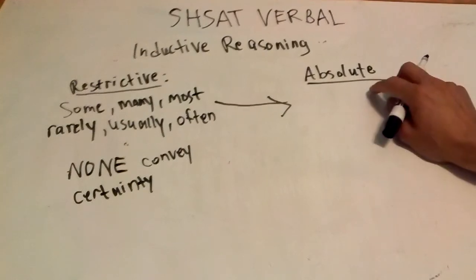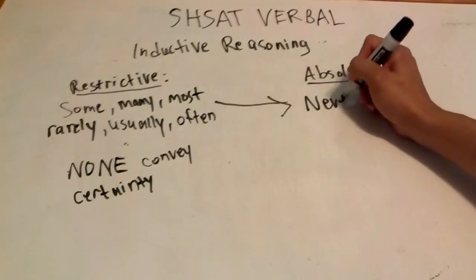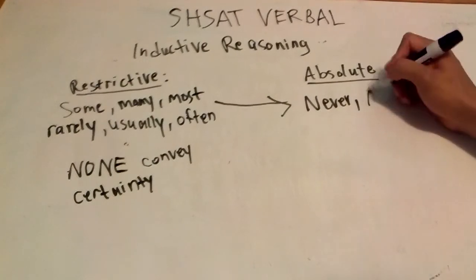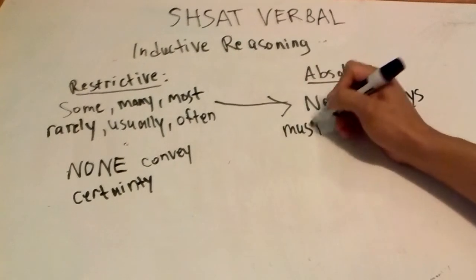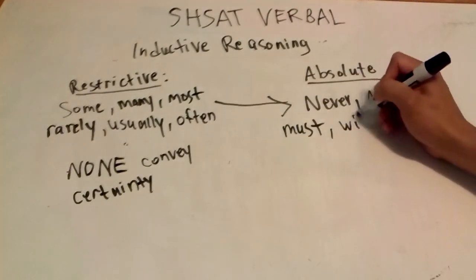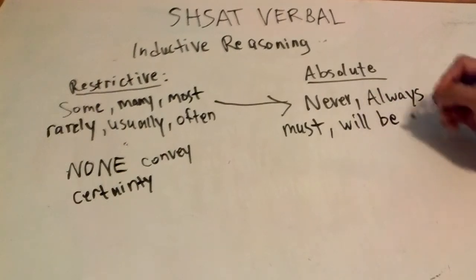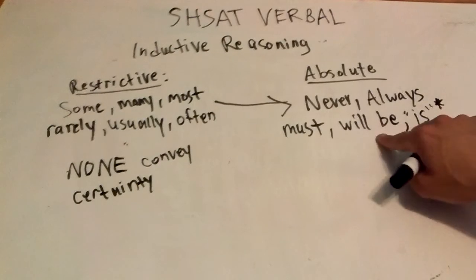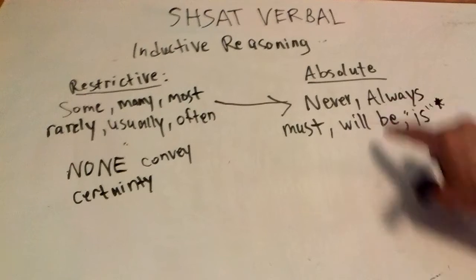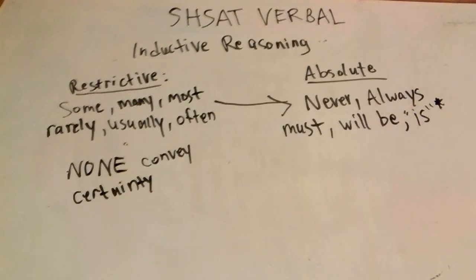Alright? So what's an absolute word like? Never. Always. Must. Will be. Sometimes is. Alright, this is an exception perhaps. Is, will be, must, never, always. All these words are absolute. Alright, if I told you I have never punched someone, you shouldn't be able to talk to anyone who's reliable who should ever tell you that I have, because then I'd be lying.